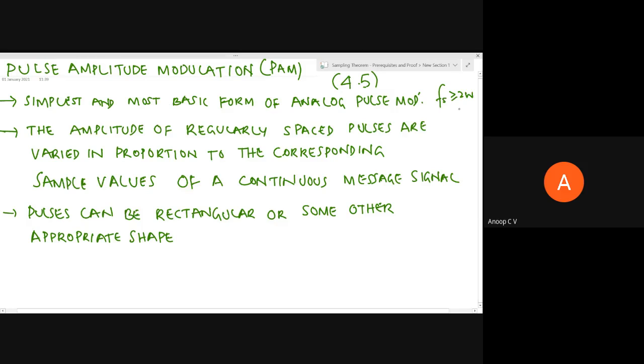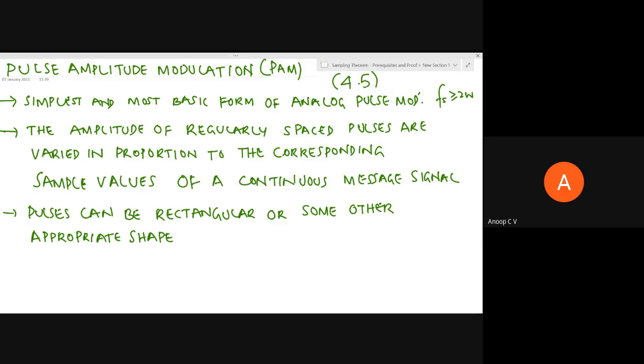It's called the Nyquist sampling rate, and if fs is less than 2W, we call it undersampling, and it will cause aliasing, and we may not be able to design a suitable reconstruction filter to get back the original message signal. And if fs is greater than 2W, we normally call it oversampling, which is well and good, because it is easy for us to design the reconstruction filter.